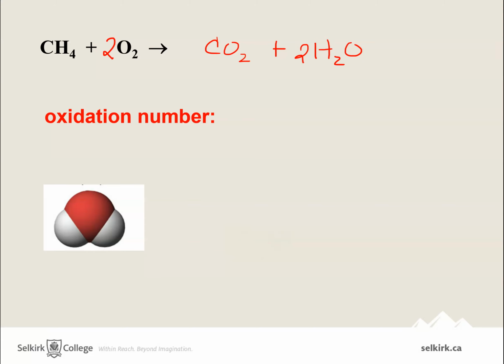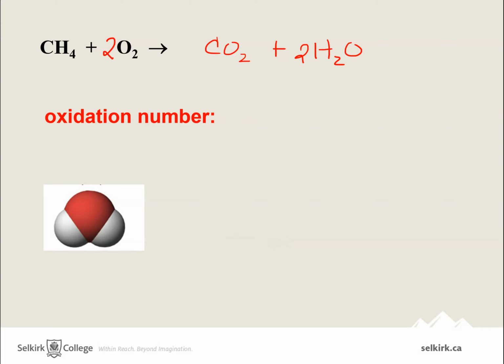Now, I know that this is a redox reaction. Another way to define oxidation is reaction with oxygen. However, I can't see the electrons moving here. I don't have any charged species. I don't have any ionic species. These are all molecular. So here's how we're going to decide whether redox happened or not. We're going to see if there's a change in oxidation number.